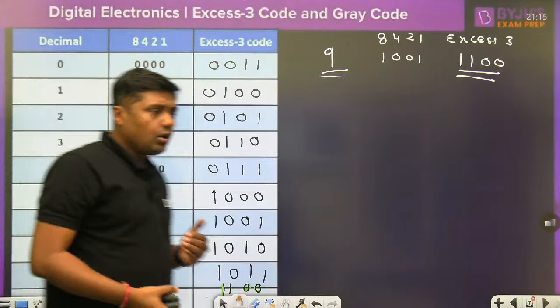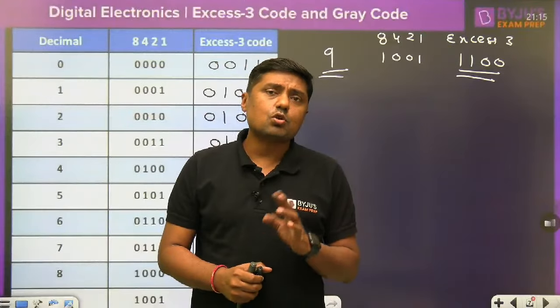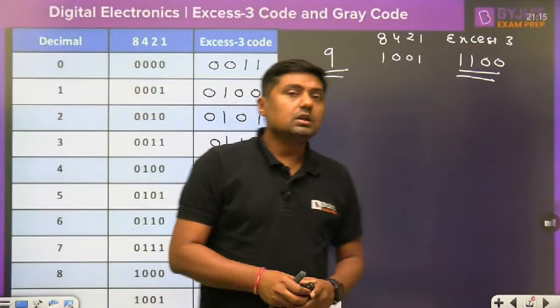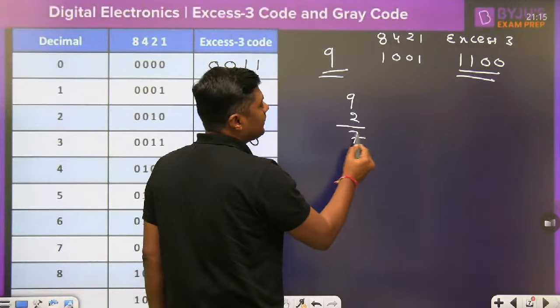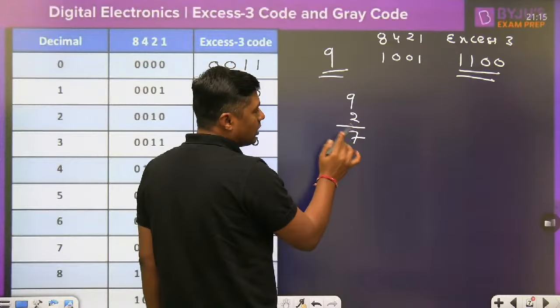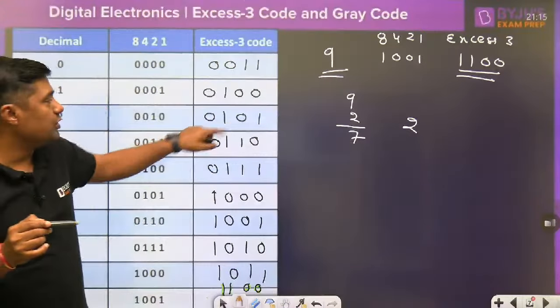Now, what is the meaning of the self-complementary code? What is the 9's complement of 2? The 9's complement of 2 is 9 minus 2, that is 7. Now, what is the code for 2? The Excess-3 code for 2 is 0101.